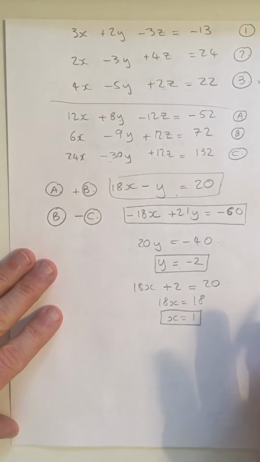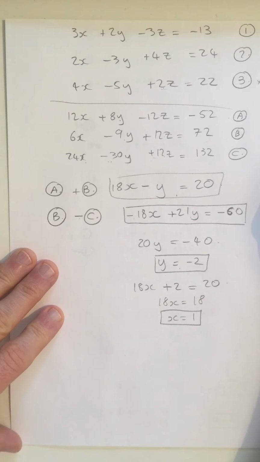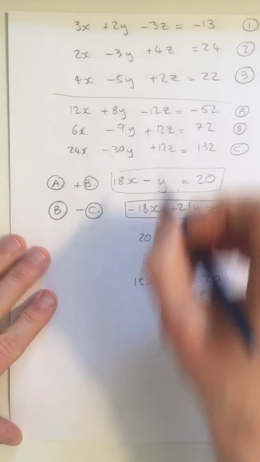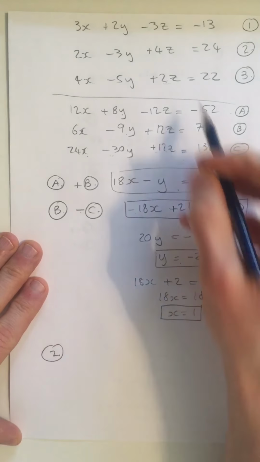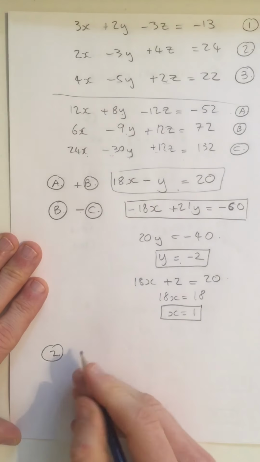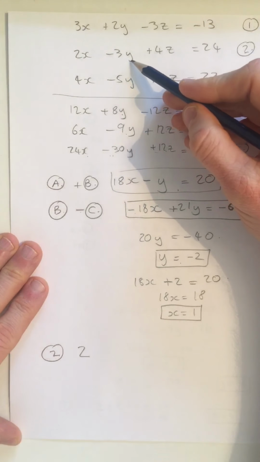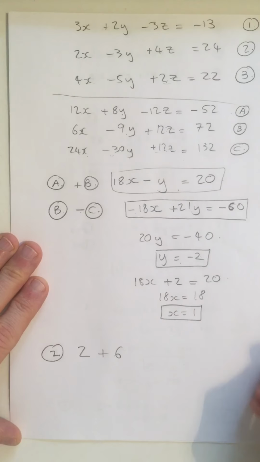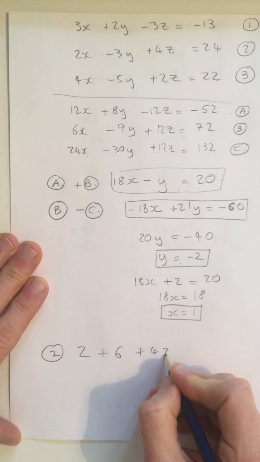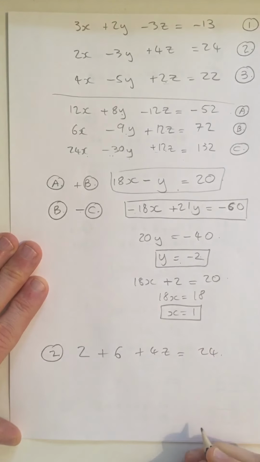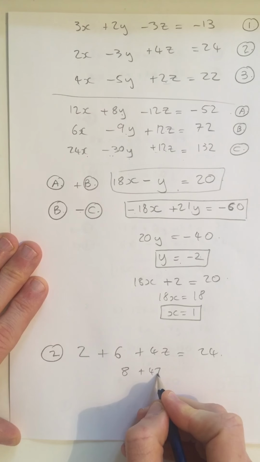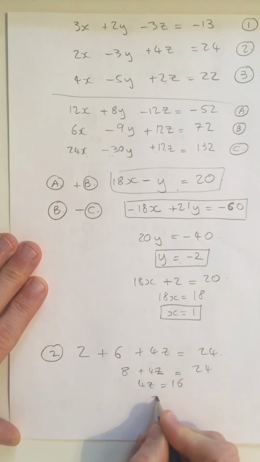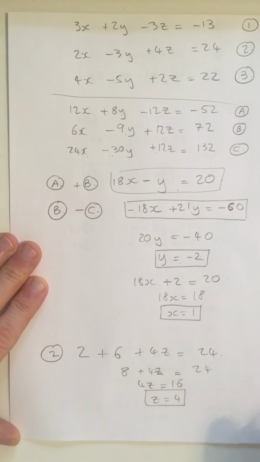I am now going to go back to any of these equations at the top to work out what z's going to be. I think I'm going to pick equation 2 here. So equation 2 is going to become 2x, so 2 times 1 is 2, minus 3y, so minus 3 times minus 2 is plus 6, plus 4z equals 24. So 8 plus 4z equals 24. So 4z is 16 and z equals 4.